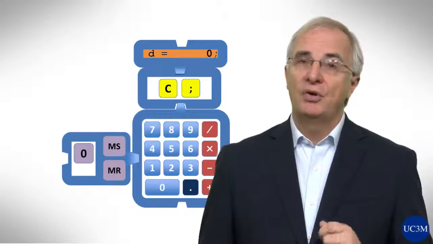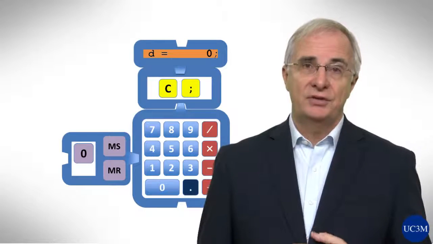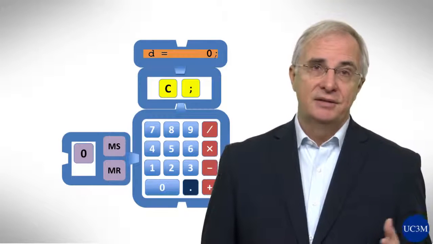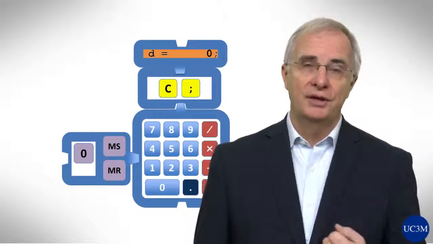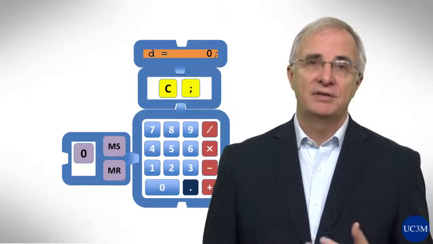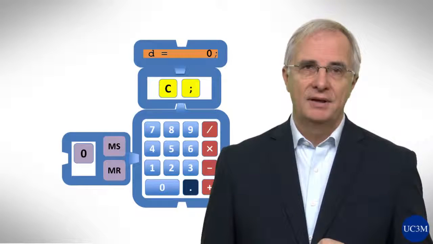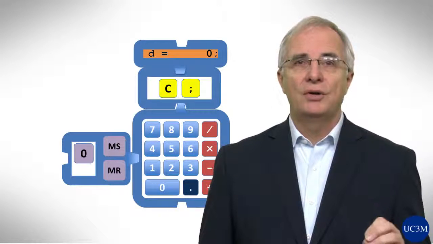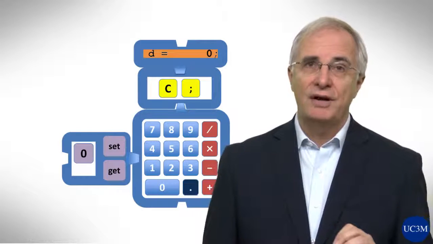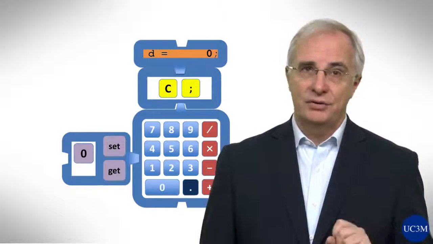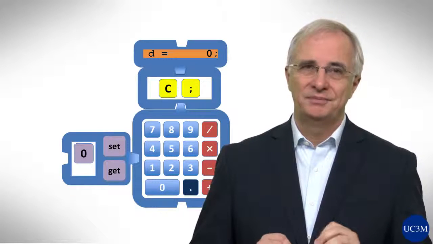A memory might hold a value, and there might be operations associated to it, like MS to store a value, and MR to restore it or to recall it. Sometimes there's even a third key, MC, for memory clear, but we don't need that. And I'd like to call the 2 keys to set and get like this. Set to set or store a value, and get to get or restore it. We will have the set-get idea later on elsewhere.